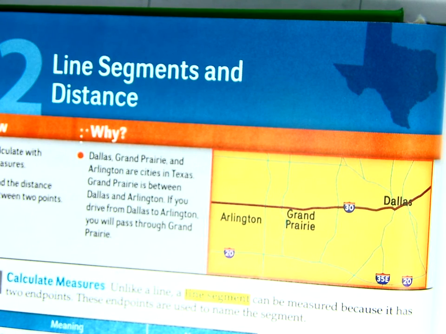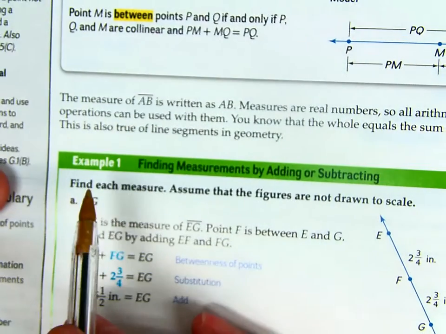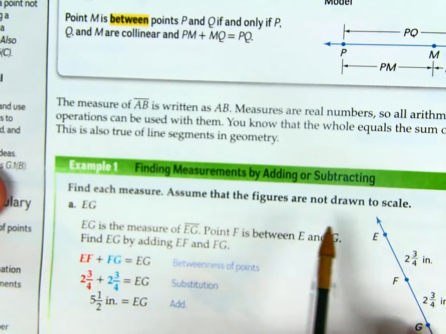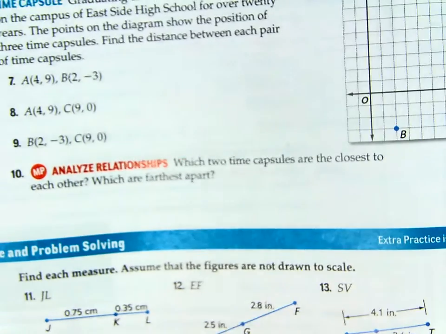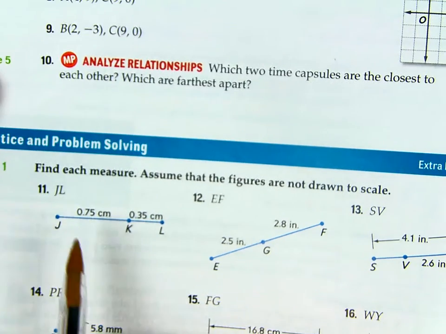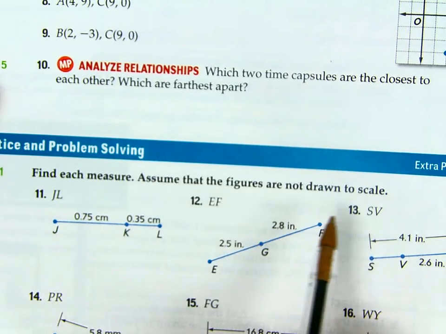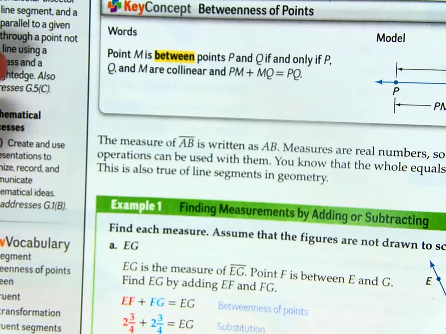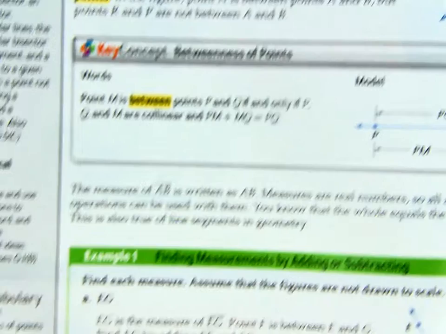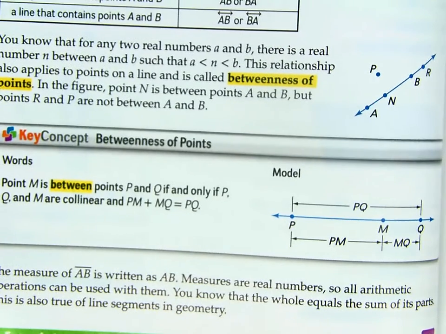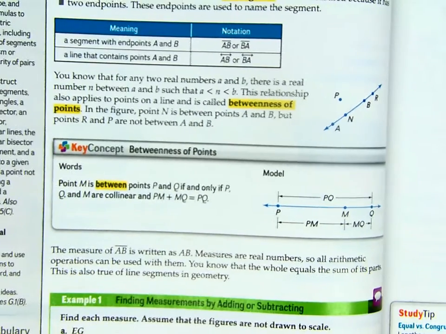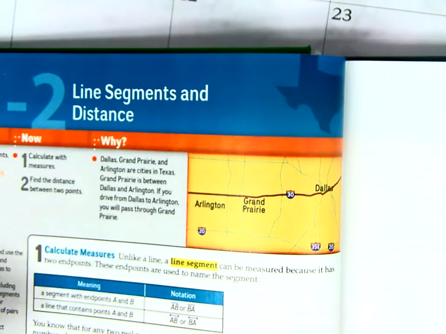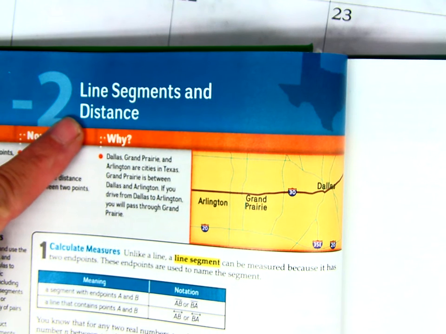There's a lot in here. But just like everything else, example 1. Find each measure, assume that the figures are not drawn to scale. The examples are going to be just like the work. There's some things that we need to understand along the way, and the exciting part of it is every time I see that word distance, I think of the distance formula.